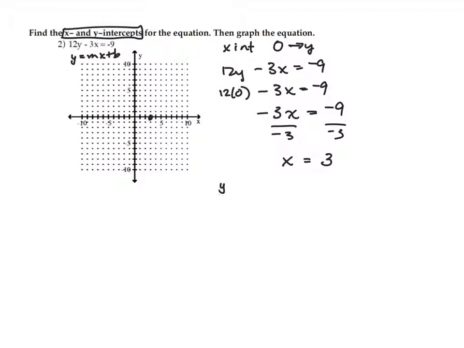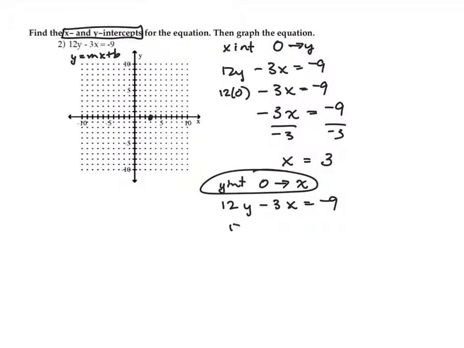Okay, now let's find the y-intercept. Similarly, to find the y-intercept, you take a 0, but this time you plug it in for x. So I've got 12y minus 3x equals negative 9, and I need to put a 0 in for x. So 12y minus 3 times 0 equals negative 9. So it'd be 12y minus 0, because 3 times 0 is 0, so it's not there anymore, because you subtract 0 and it doesn't change, is equal to minus 9.